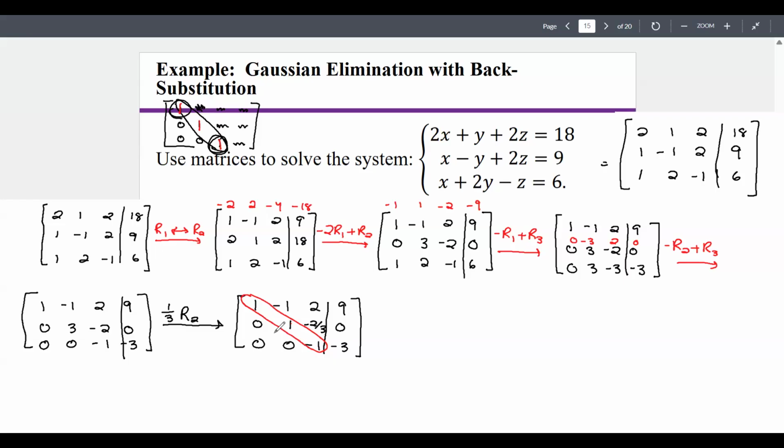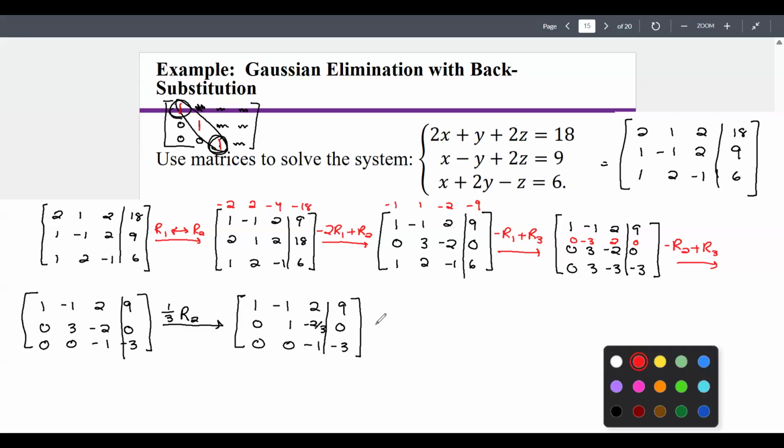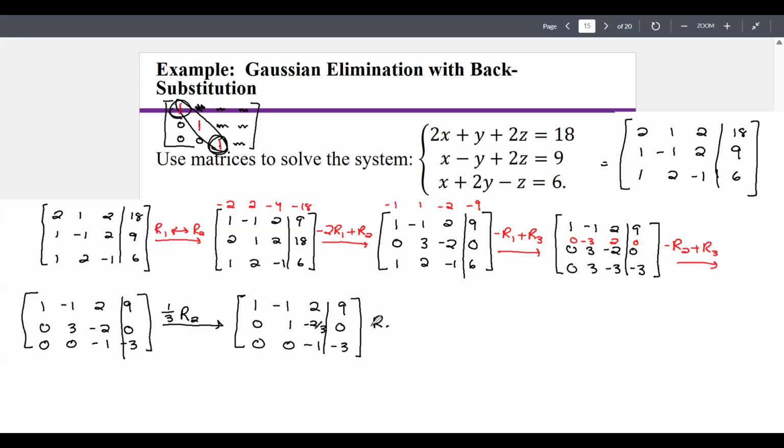Oops. So we're not quite there yet. We have one more step. We want them to all be 1. We're just going to take R3 and multiply it by negative. Oops, I forgot. Those are supposed to be red. That's fine. So we have 1, -1, 2, 9, 0, 1, -2/3 equals 0. And then we have 0, 0, 1, 3.